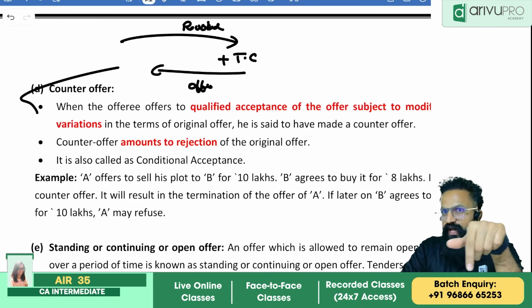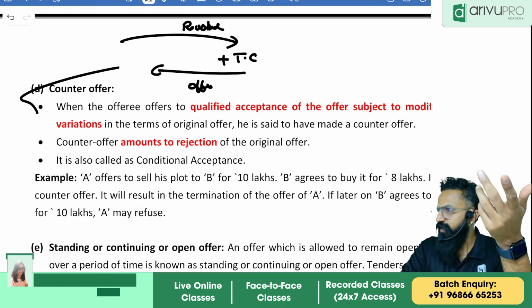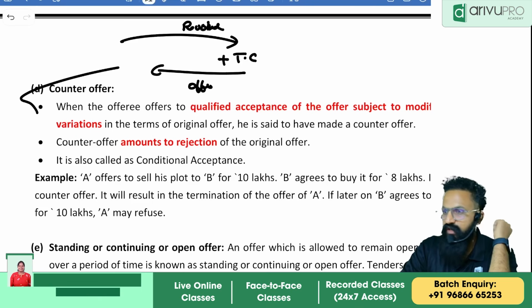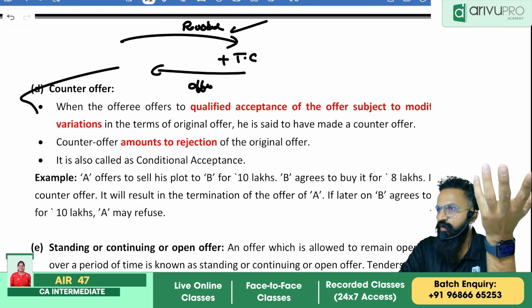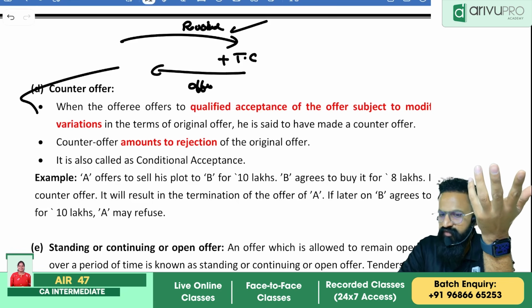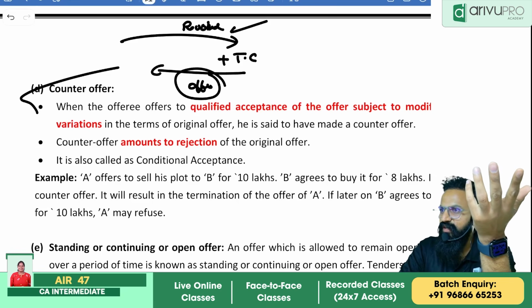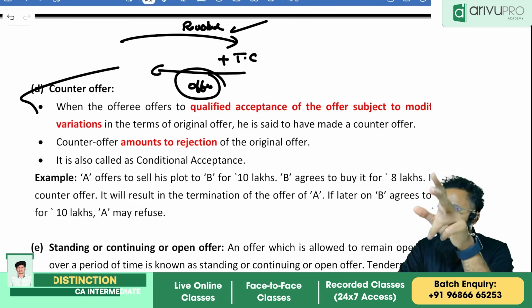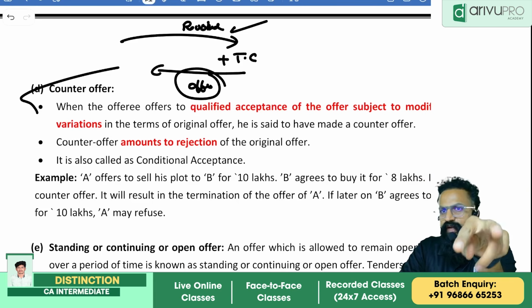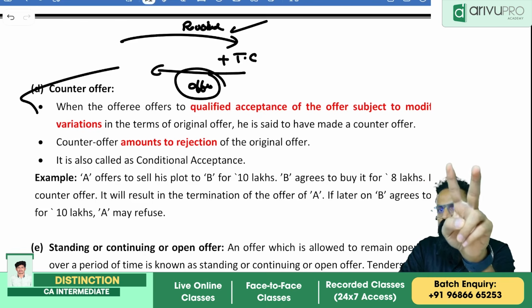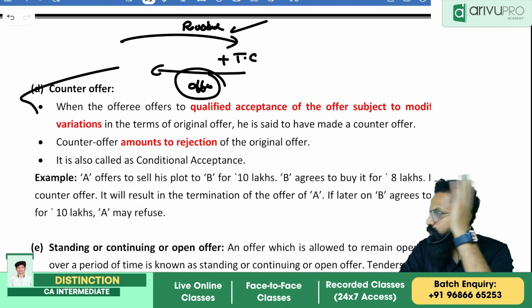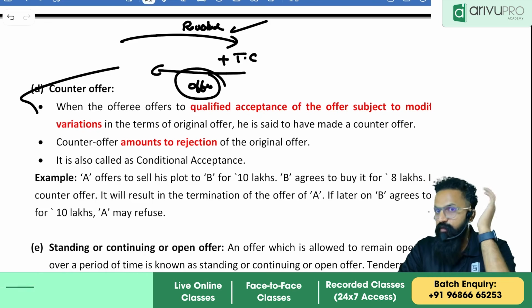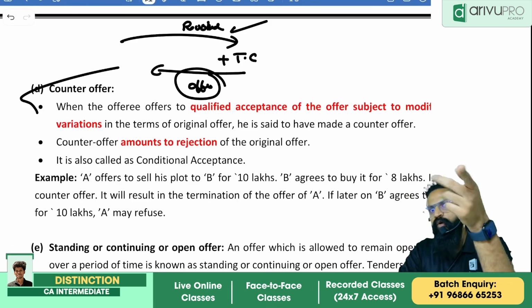Revocation of offer, last topic. How does an offer get revoked? Whenever there is a counter offer, the first offer is always revoked. Now this becomes an offer. For example, I want to sell you my land for 5 lakh. You say, I will agree to buy your land, provided I pay the money in 2 installments. Are you okay with it? Now I'm agreeing to buy, but with my own terms and conditions.